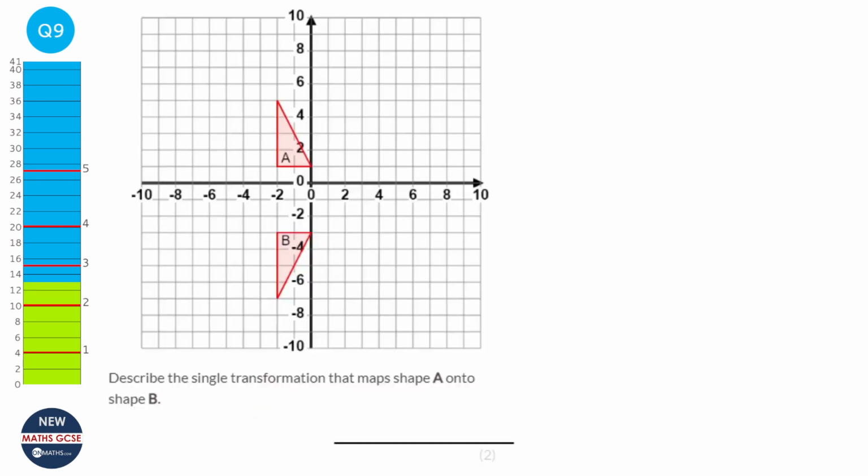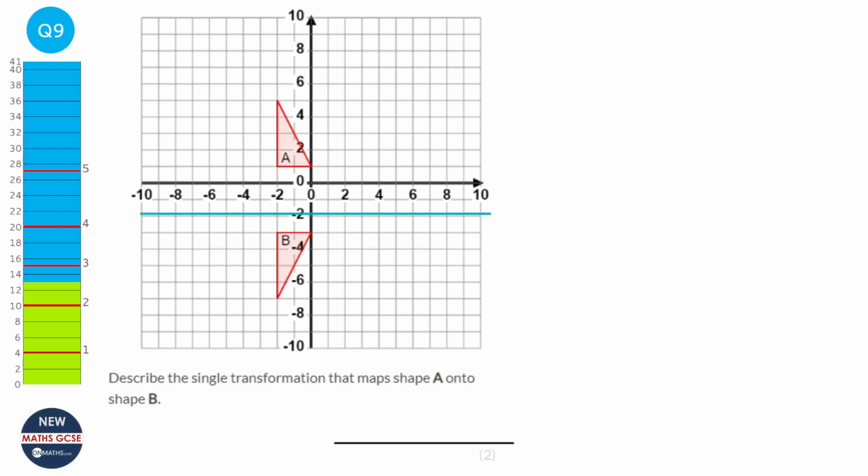So trying to describe the single transformation, it looks like it could be a rotation, and it would be a rotation of 180 degrees. But if it was a rotation, it would actually be this way around, so it's not a rotation. It looks to me like it's a reflection, which it is. Now we've got to find out where we put our mirror line, and our mirror line for this would be a horizontal line.